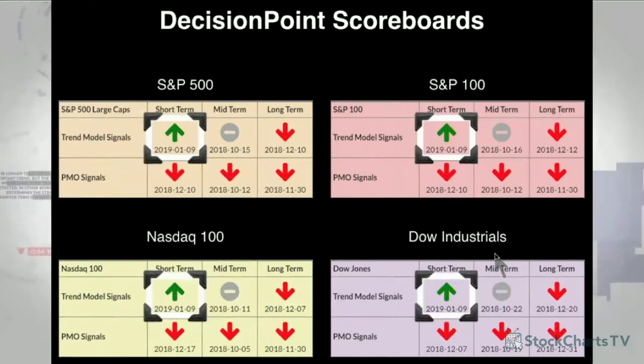All right, well, let's first look at the Decision Point scoreboards, and you will find these in the Decision Point chart gallery. You can also make them one of your tiles on the home page, which I certainly encourage you to do. We haven't had signal changes in a while, but this week we did end up getting some short-term trend model buy signals, and I think they arrived a little bit too late. But they managed to show up very quickly, and we're seeing those signals while we're seeing that 20-day EMA still moving to the upside.